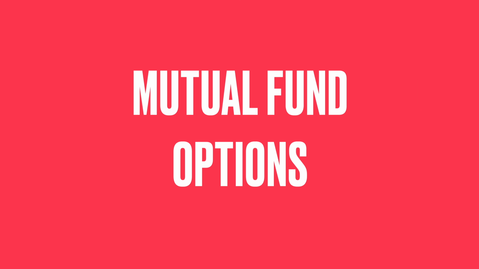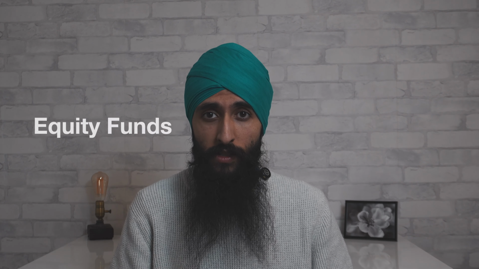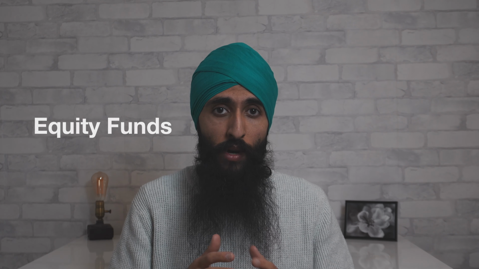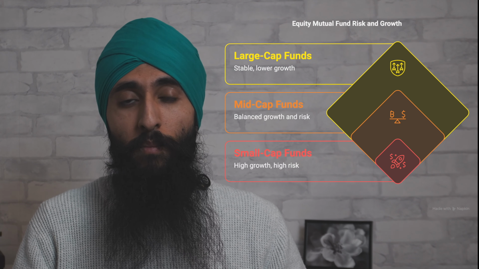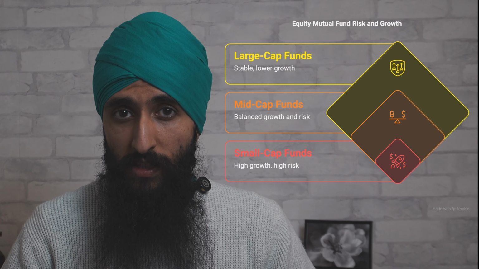Now we know how a mutual fund works, how it's managed, and the fees associated with these funds. However, what are the different types of funds I can actually buy? The first one is the equity funds, which are invested primarily in stocks and aim for long-term capital growth. These funds tend to be categorized into large cap, mid cap, and small cap funds based on the size of companies that they invest in.